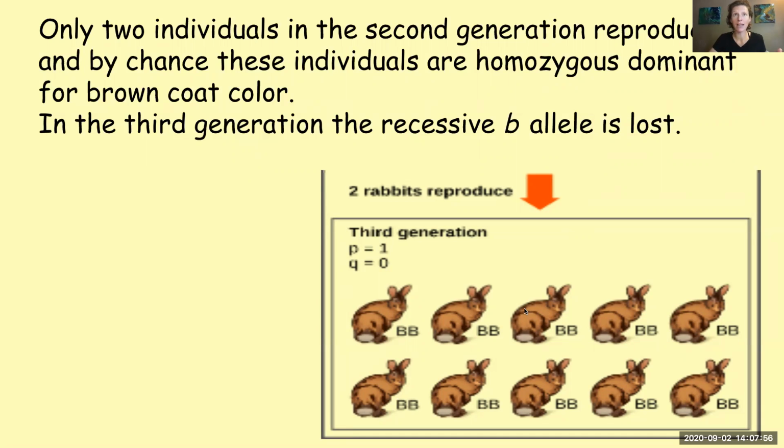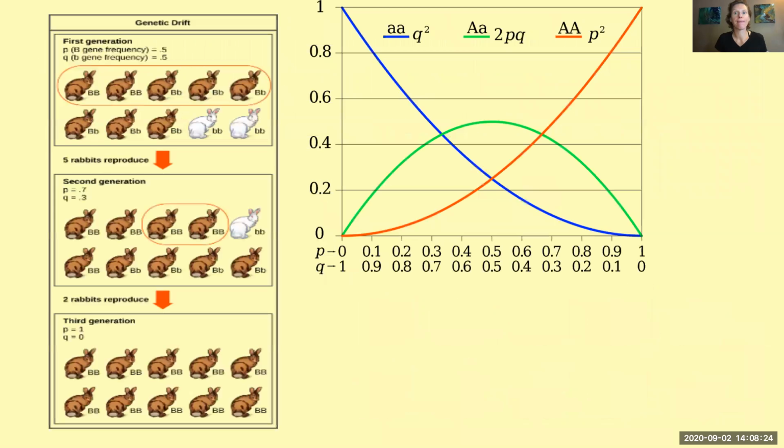So in this case, we end up in the third generation, and we only have the allele that is the brown allele. So P is 1, that means 100% of the alleles are the dominant brown allele, and Q is 0. So 0% have the white allele, the lowercase b. Okay, so that's genetic drift. Genetic drift is just a change over time due to chance.